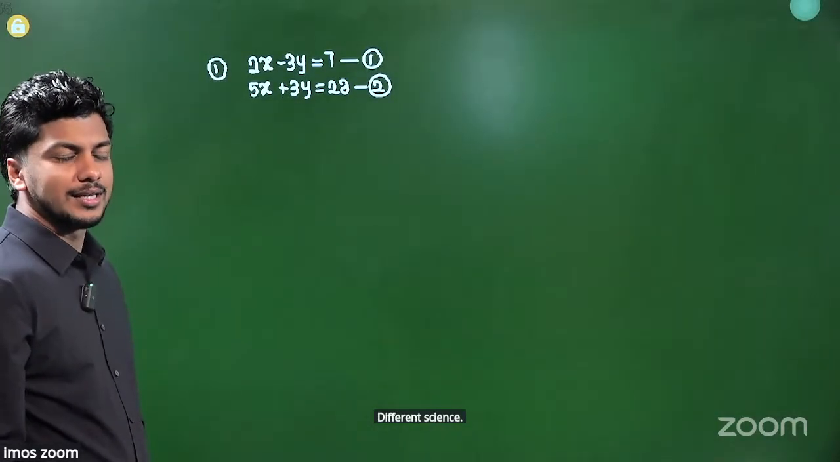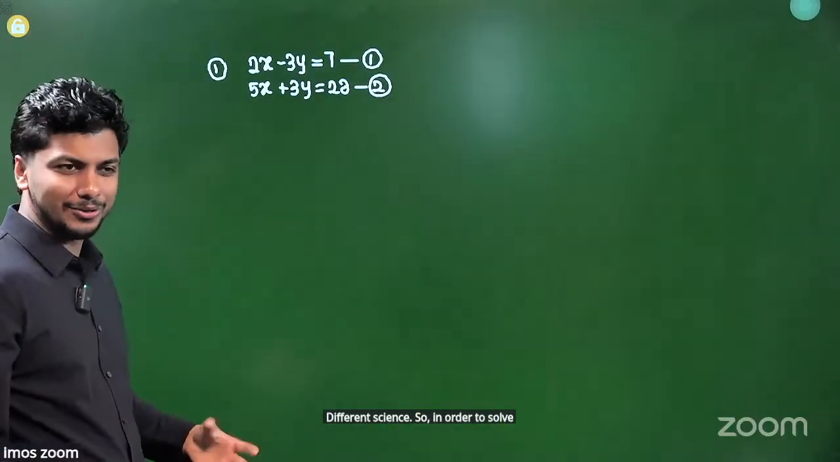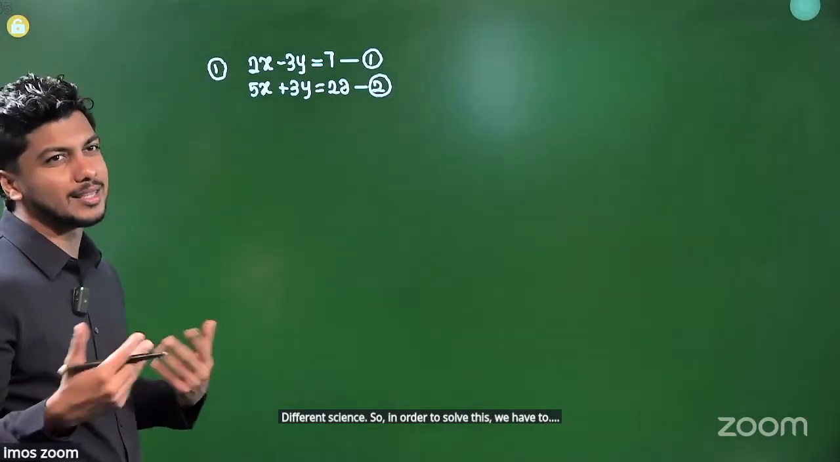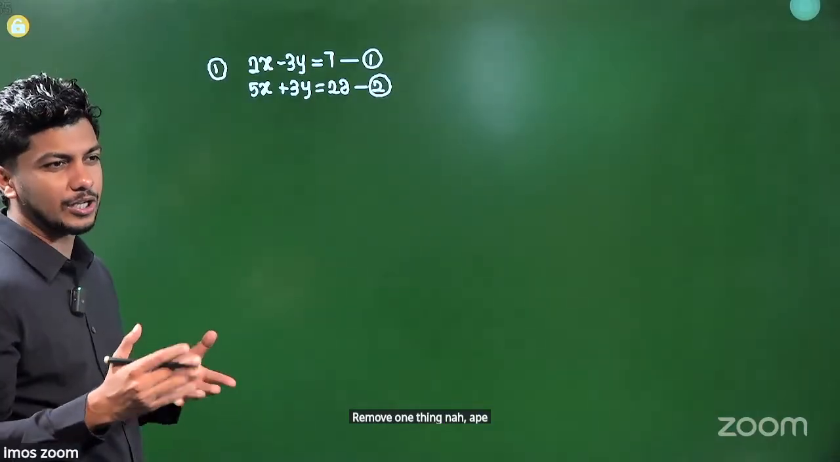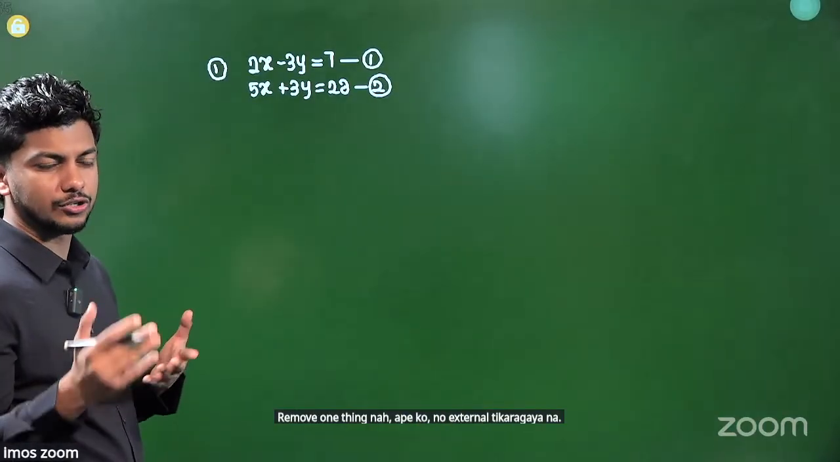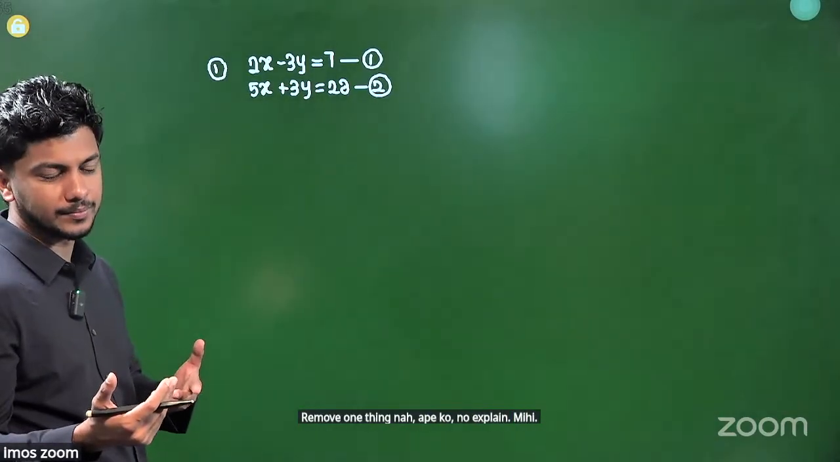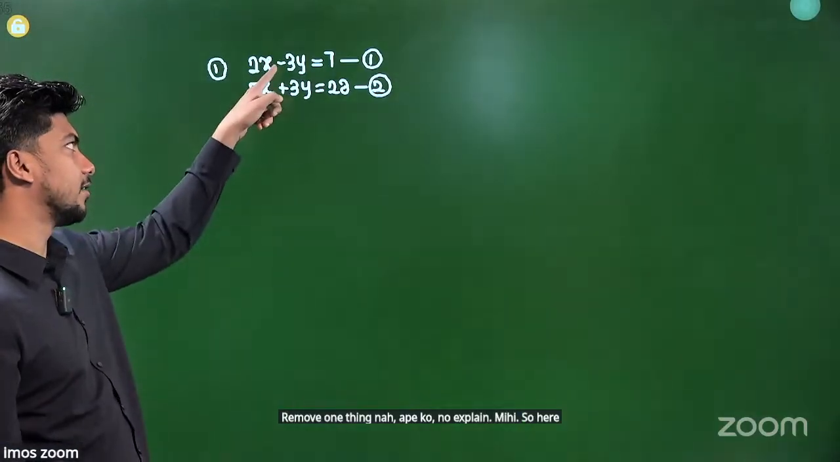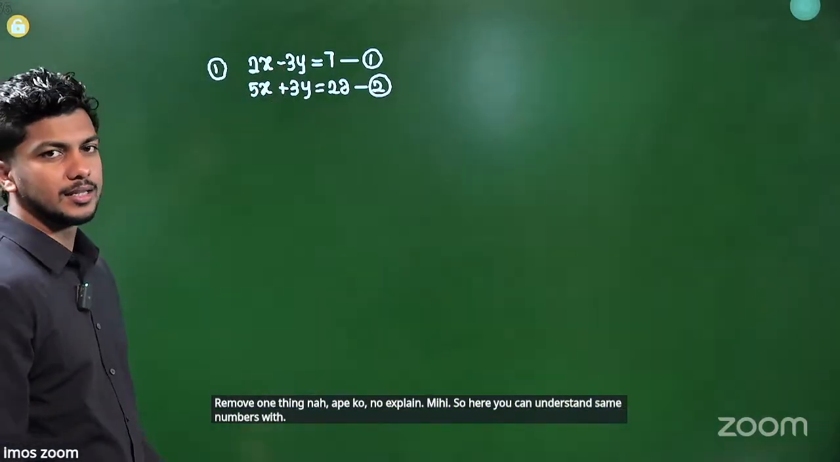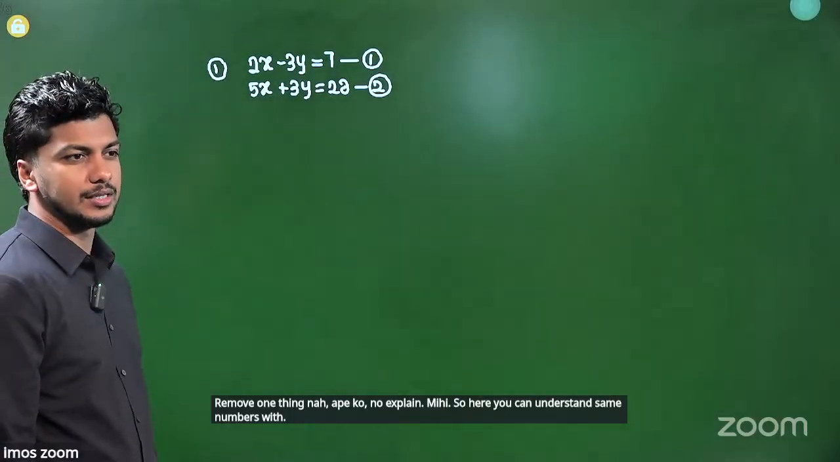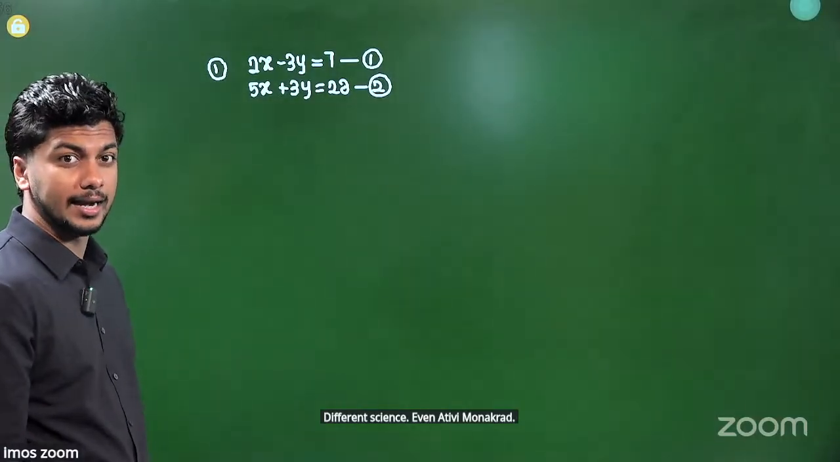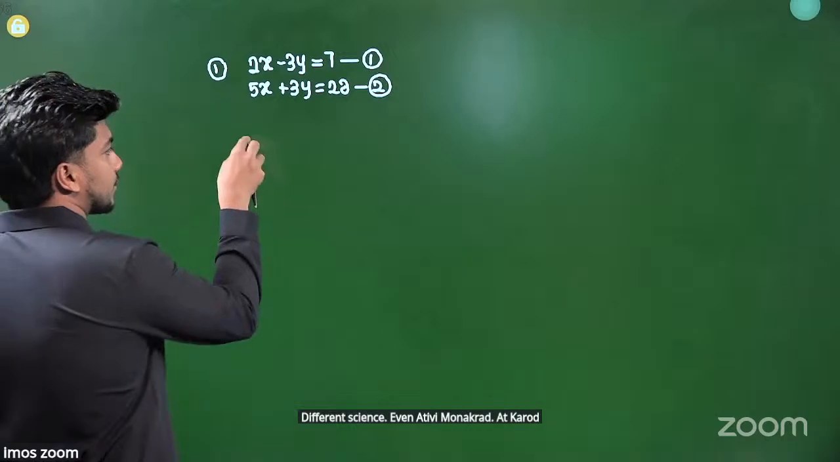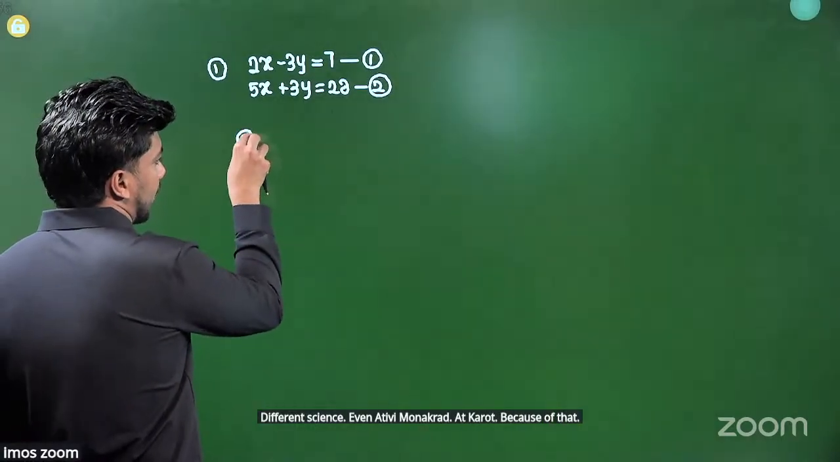Right? So in order to solve this, we have to remove one variable. We need to eliminate y and find x, or eliminate x and find y. Here you can understand same numbers with different signs. What do we do to make them vanish? Add. Because of that, we add 1 plus 2.